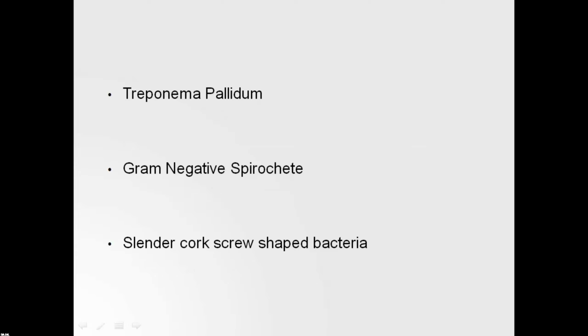Syphilis is a sexually transmitted disease caused by Treponema pallidum, a gram-negative spirochete with a slender, coiled appearance. So, see, this is a slide of Treponema pallidum.